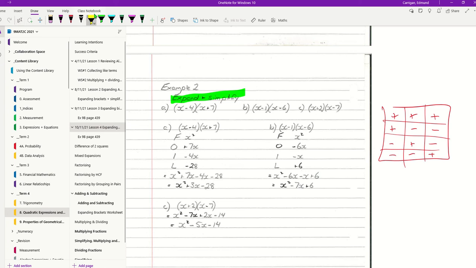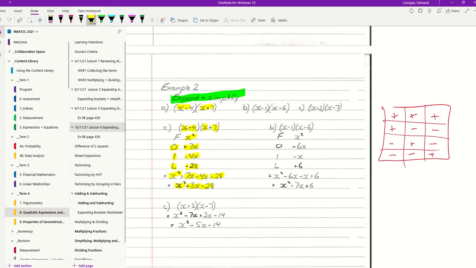So the first one, we've got x minus 4, x plus 7. X times x, the first one's x squared. Outside is x times that plus 7, plus 7x. Inside is my minus 4 and my x, minus 4x. Last, minus 4 times plus 7: minus times a positive is a negative. 4 times 7 is 28. Write them out in one line: x squared plus 7x minus 4x minus 28. 7x minus 4x is plus 3x. X squared plus 3x minus 28.